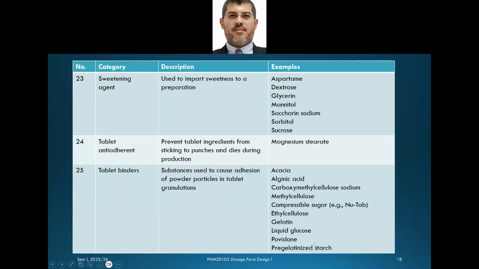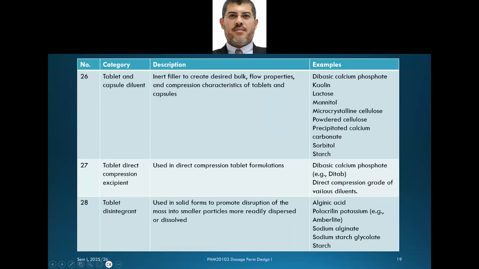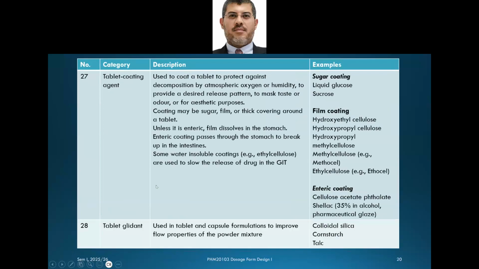Okay, so some of them are natural, like starch, and some of them are synthetic, like povidone. Carboxymethyl cellulose is semi-synthetic because it is derived from cellulose that is natural. So some of them are natural, some of them are synthetic.